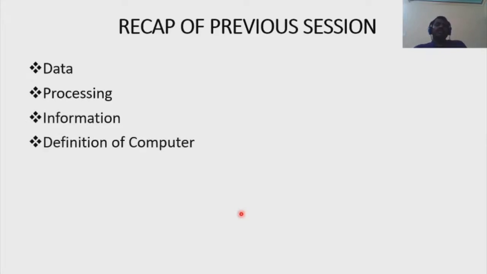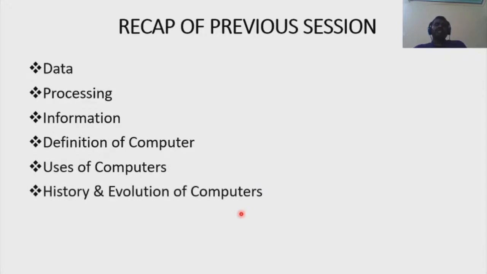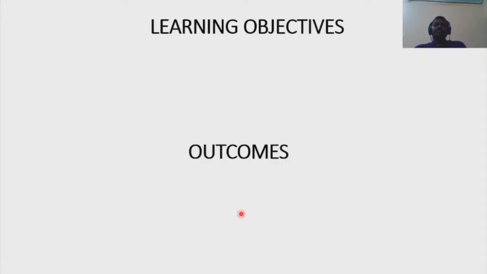Recap of the previous session. We learned about data, the classification of data, what processing means, how we apply processing and get information, the definition of the computer, uses of the computer, history and evolution of computers, and characteristics of the computer.